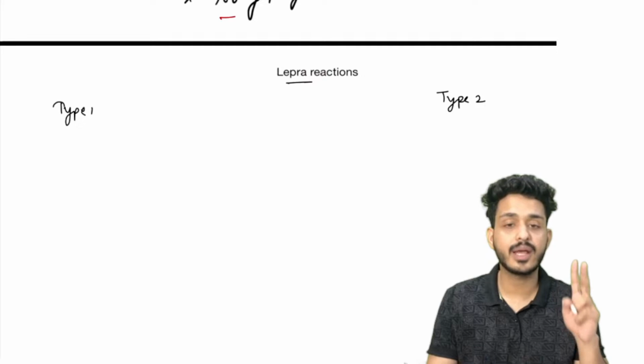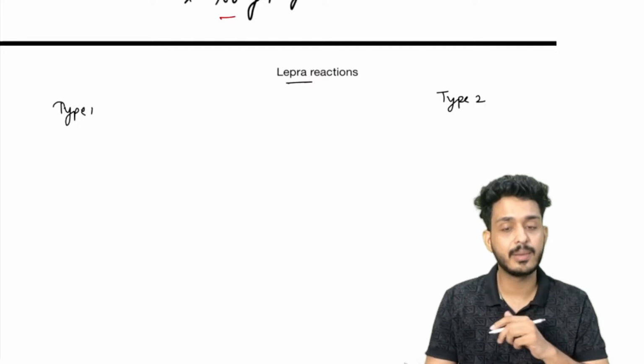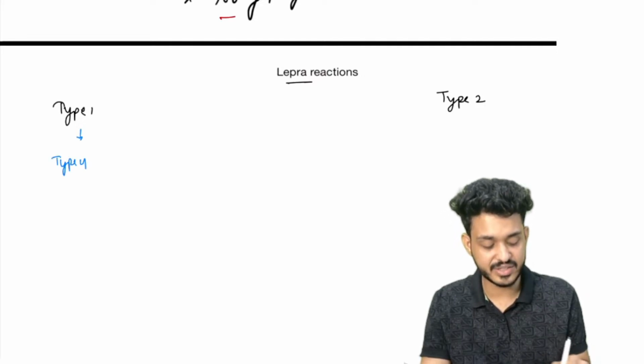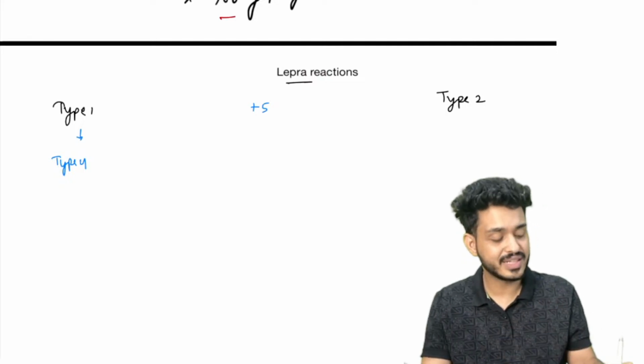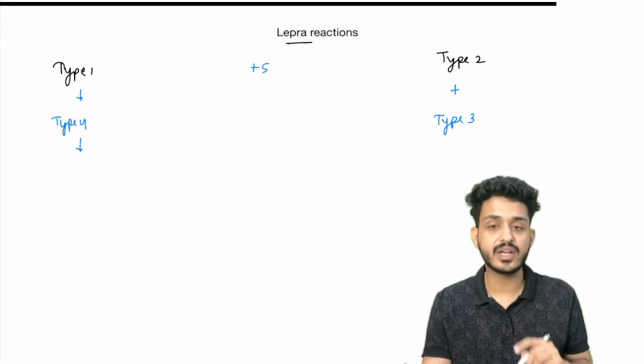We have two types of lepra reaction. One is type 1 lepra reaction, another is type 2 lepra reaction. Type 1 is a type 4 hypersensitivity reaction. Type 1 will be type 4 hypersensitivity, type 2 will be type 3 hypersensitivity reaction. So in type 1, you will be continuing the treatment.